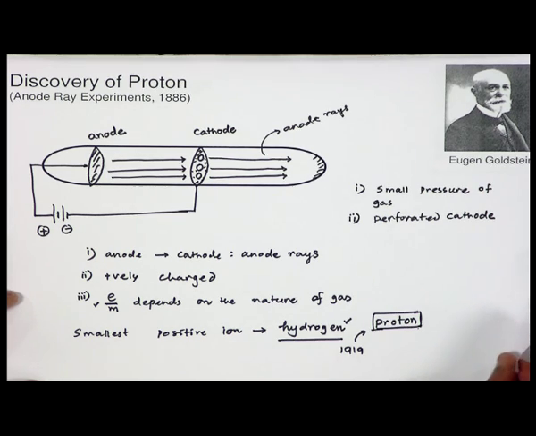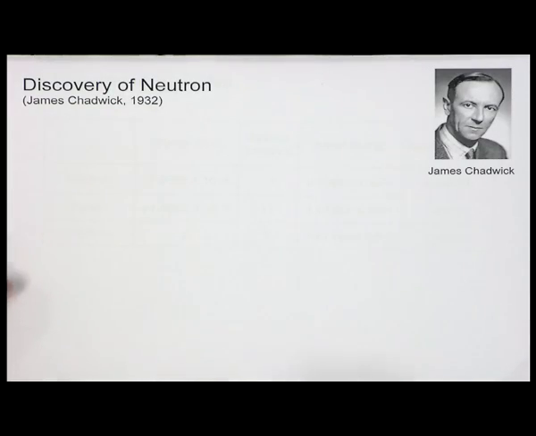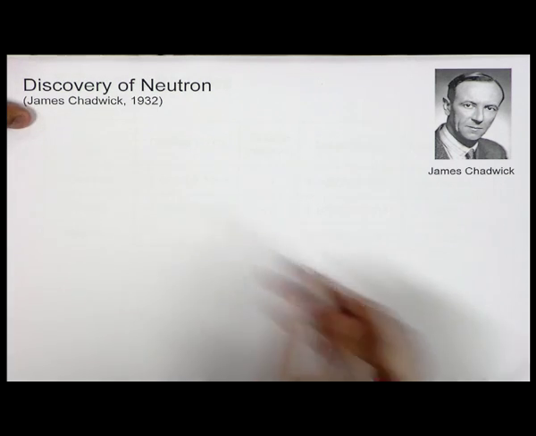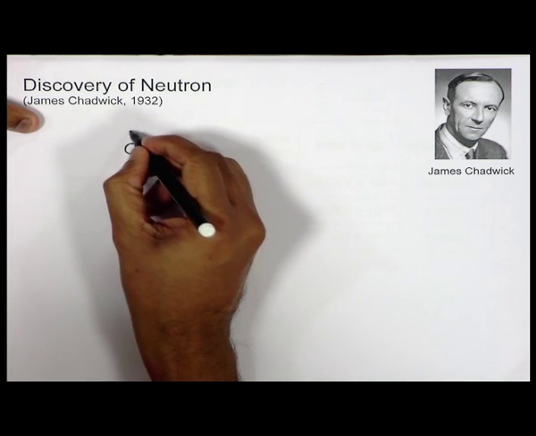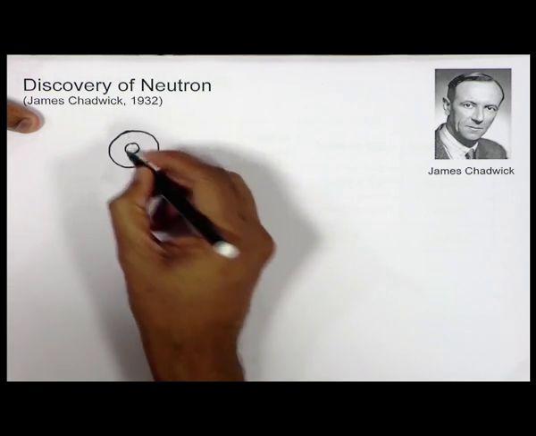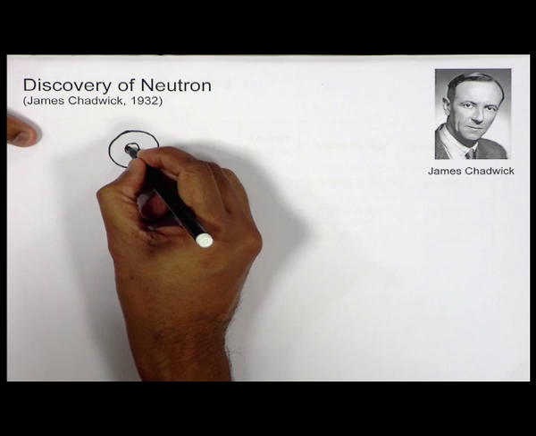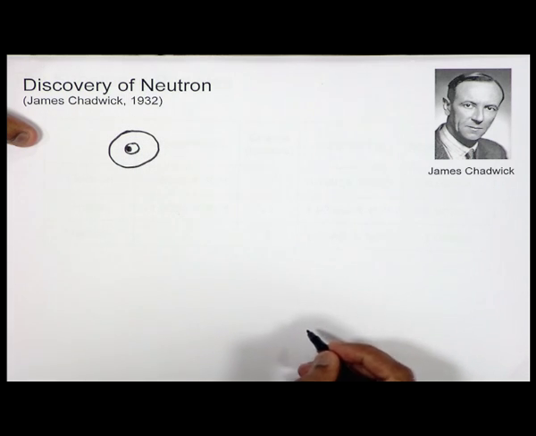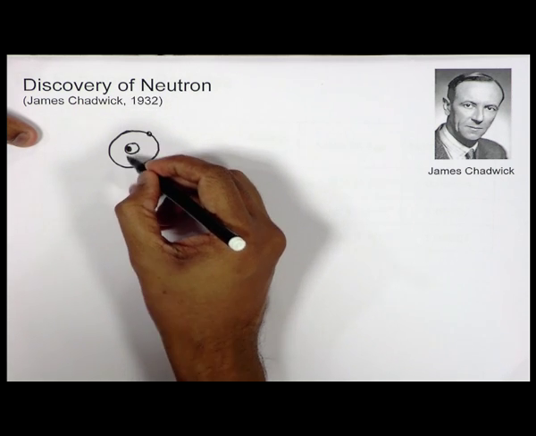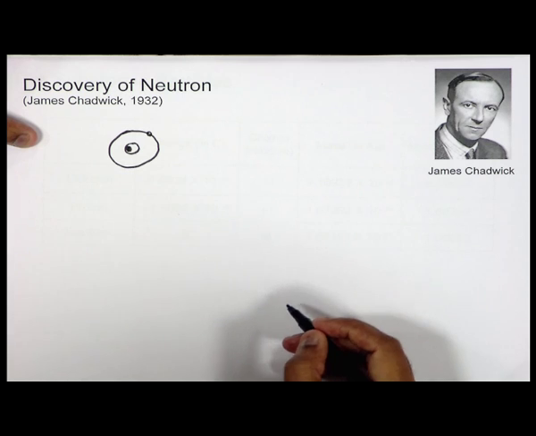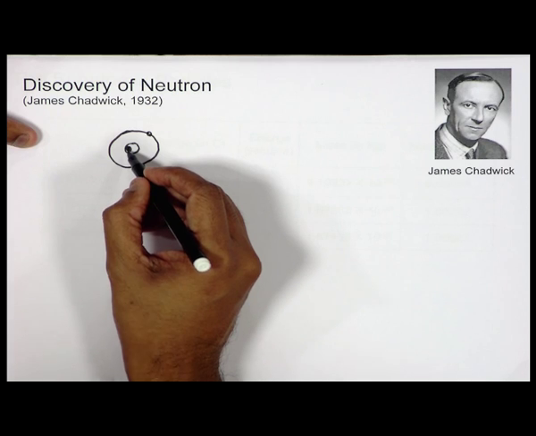But then there was another problem that we will discuss now. For example, let us consider the hydrogen atom. According to Rutherford's model, the nucleus contains one proton, and of course, there is an electron. The electron is massless compared to the proton, so the mass of this atom is primarily coming from the presence of one proton.